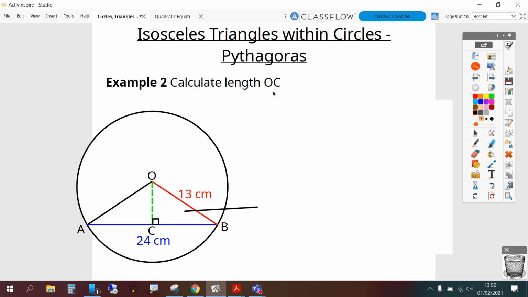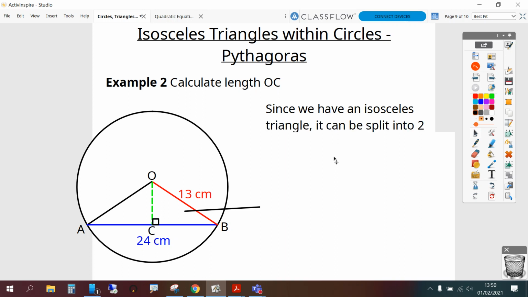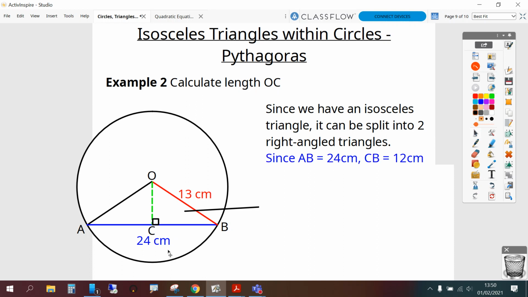Example 2, let's calculate the length OC. So again, we've got the isosceles triangle, which can be split into two right angled triangles. We've got AB, which is 24. Again, splitting it down the middle means that we've got CB as 12.